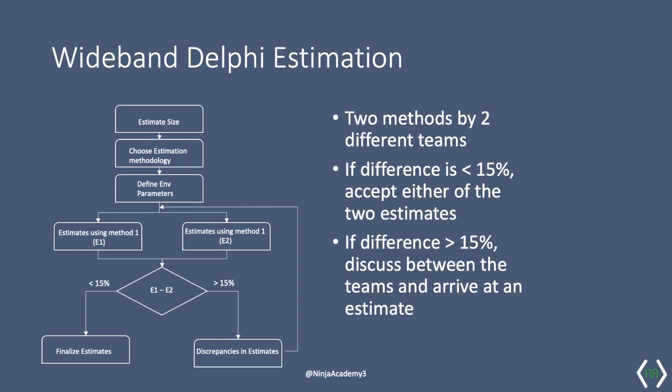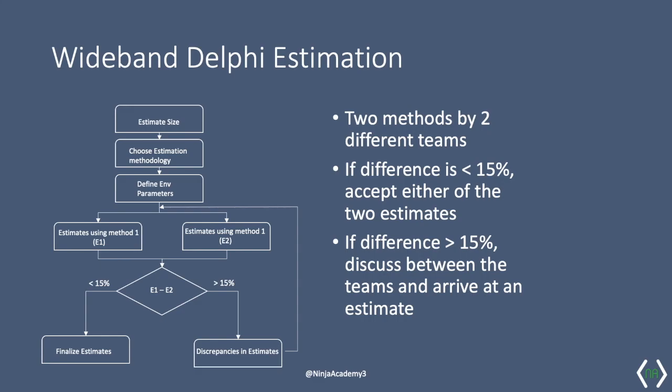Now let's look at the Wideband Delphi estimation technique. This is an iterative method of arriving at an estimation wherein a group of SMEs bring their experience and expertise, discuss among themselves, and arrive at an estimate. When is the Wideband Delphi technique useful? When the size of the project is large and involves multiple complexities in terms of technologies, environment, or processes. When there's no single person who has all the knowledge to estimate, that's when the Wideband Delphi technique will be useful. It's also useful when the risk of inaccurate estimates is high.